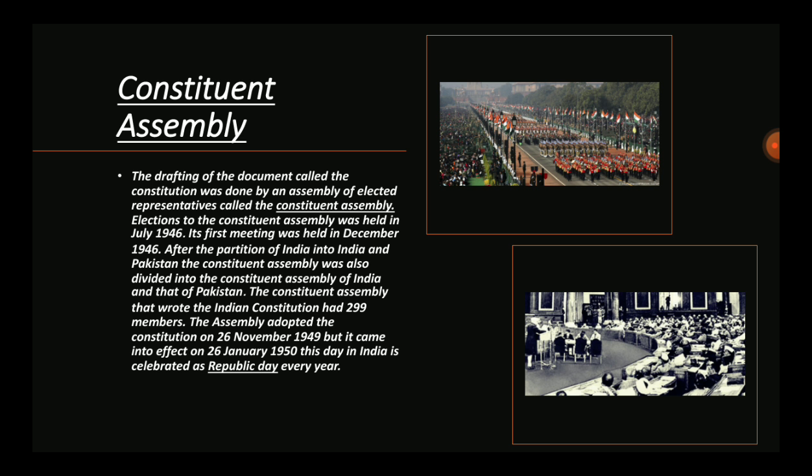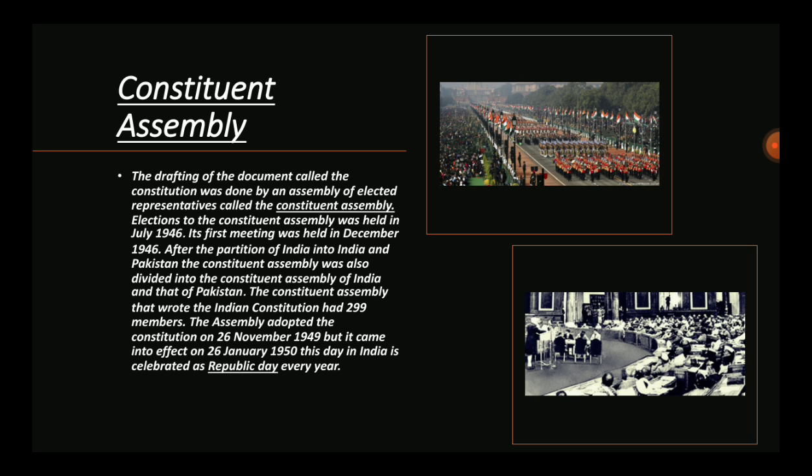Now we are going to discuss the Constituent Assembly, what actually a Constituent Assembly was. The drafting of the document called the constitution was done by an assembly of elected representatives called the Constituent Assembly. Elections to the Constituent Assembly were held in July 1946. Its first meeting was held in December 1946.